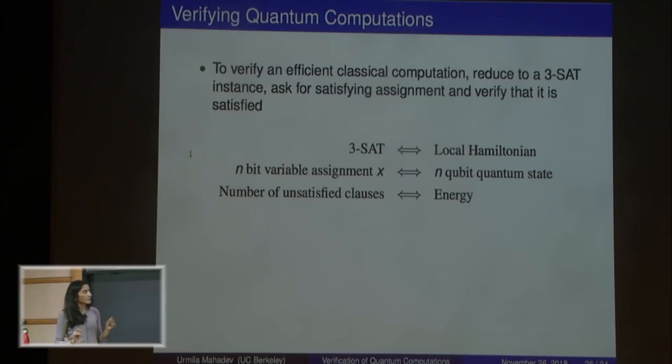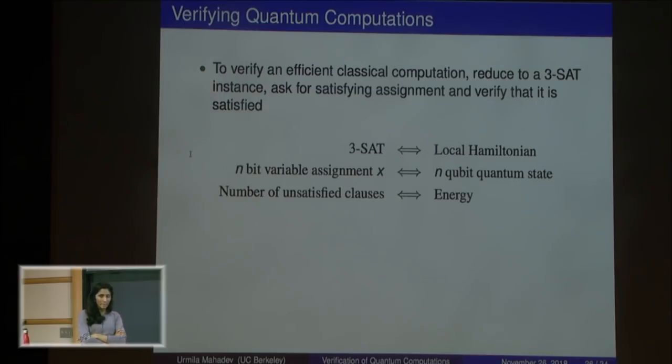And here's the analogy. 3-SAT corresponds to the local Hamiltonian problem. An n-bit variable assignment corresponds to an n-qubit quantum state. And the number of unsatisfied clauses corresponds to the energy of the quantum state with respect to the Hamiltonian.